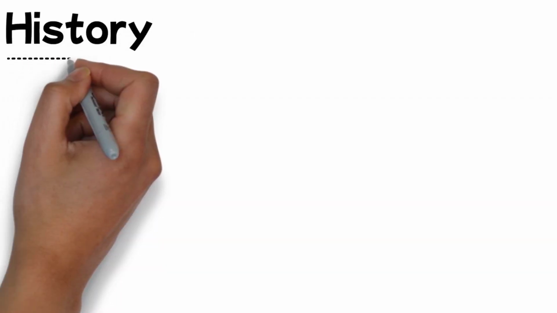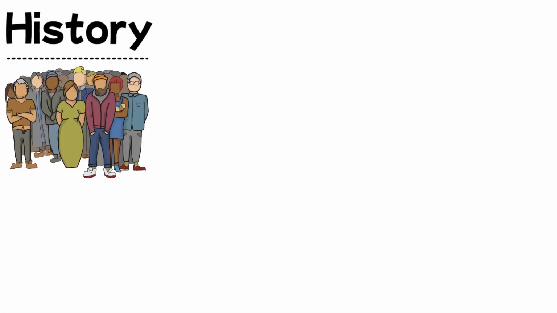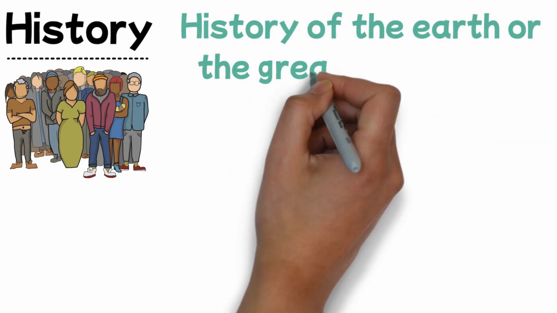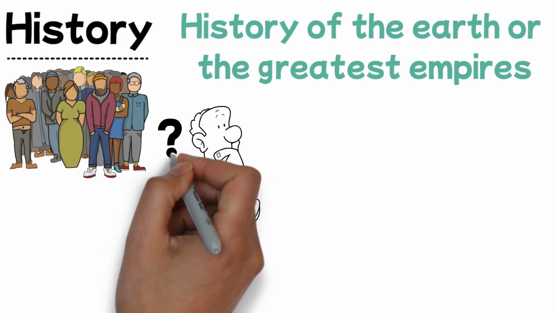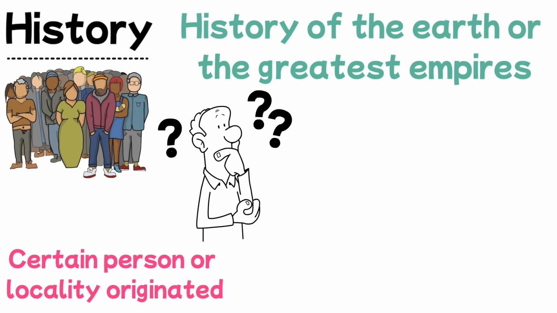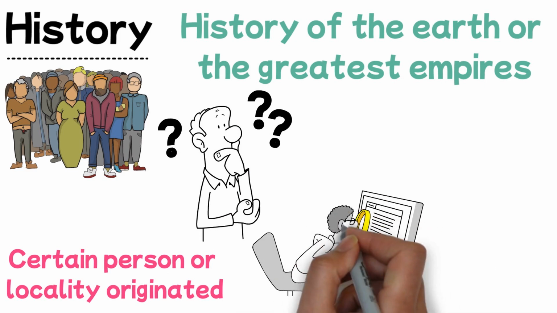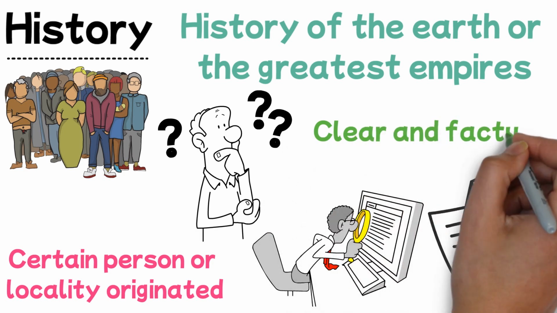History. History is a huge niche on YouTube that gets millions of views every single day. This can include the history of the Earth or the greatest empires to exist over time. People want to know how a particular thing came to be or where a certain person or locality originated from. With this niche, you want to do proper research when writing your script. This will ensure that your content is clear and factual.